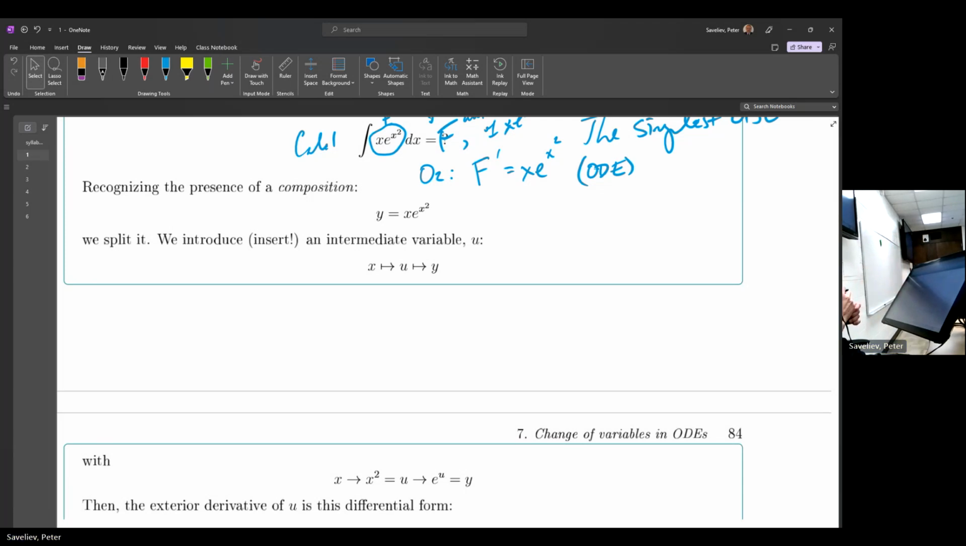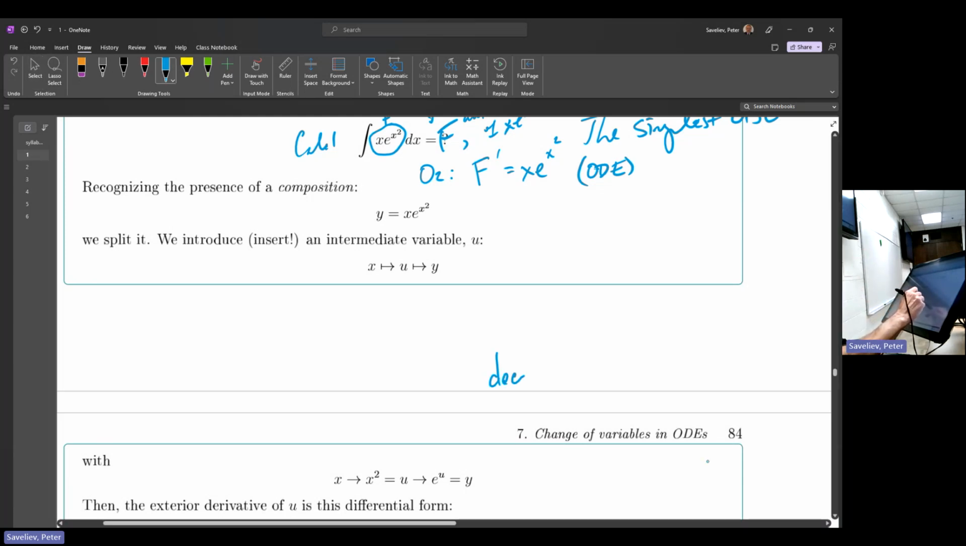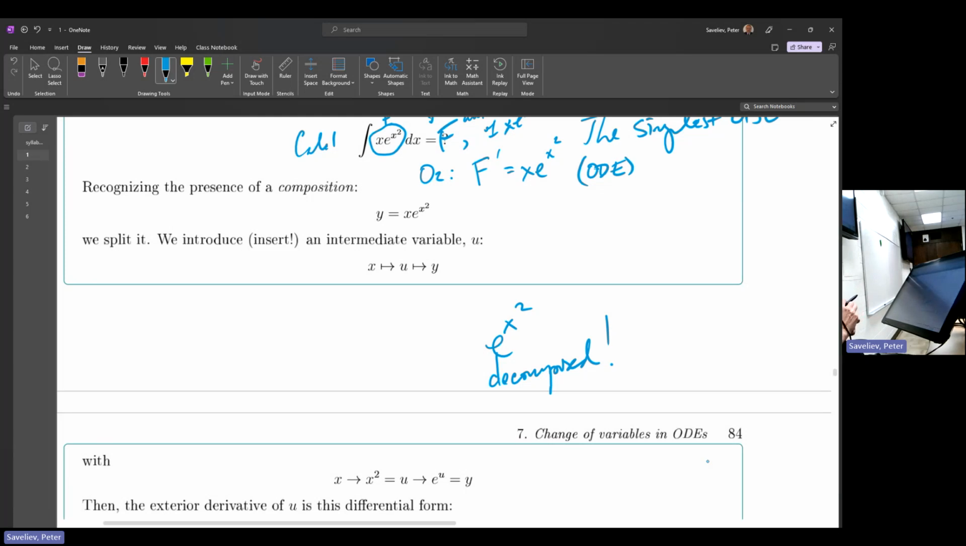So we decompose, that's literally what it's called. So that function e to the x squared, we ignore the coefficient x here, is decomposed, because u will be our new variable. We're going to translate the original integral into the language of a still integral, but with respect to the new variable u, with hopes that it's going to get simplified. Remember this.